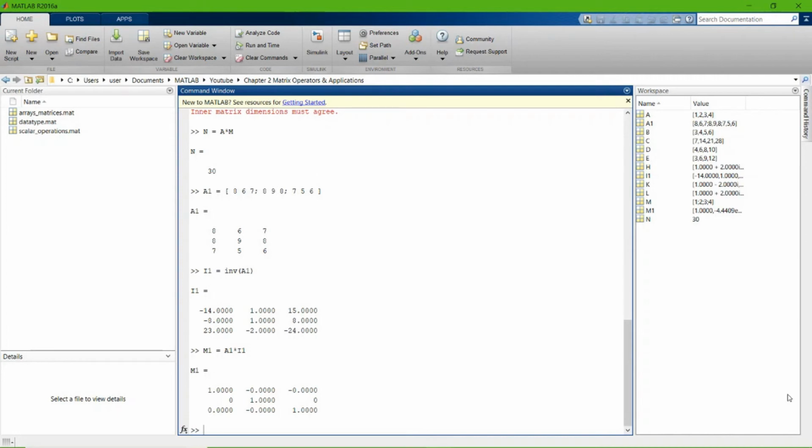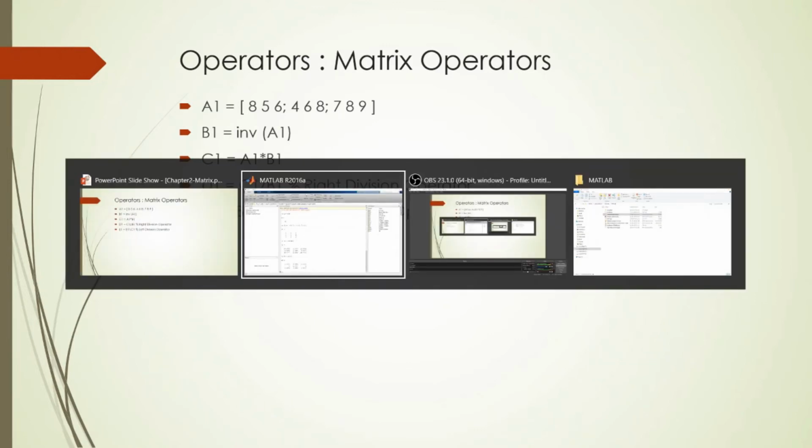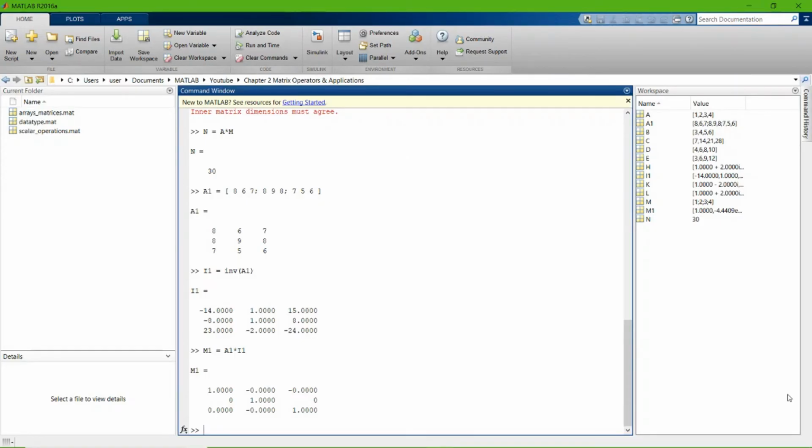Whatever we are getting right now, we can use to perform the left side division and right side division. Very first we will be performing right side division, where C1 right division operator B1 is equivalent to C1 multiplied by inverse of B1. Again, the left side division B1 left division operator C1 is equivalent to the inverse of B1 multiplied by C1. Here B1 is the inverse of A1, so let's find the inverse of I1 also. Let's define a new variable I2 as the inverse of I1.